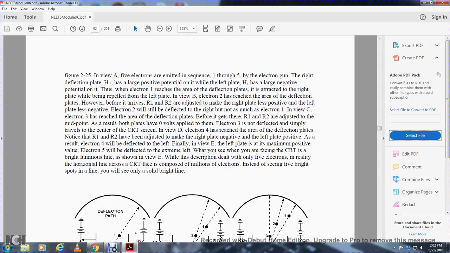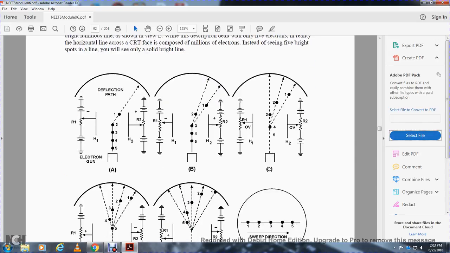What you see on the face of the cathode ray tube is a bright luminous line, as shown in the figure, view E, with the description and detail of the 5 electrons. The reality is that the horizontal line on the tube face is composed of millions of electrons. Instead of seeing 5 bright spots on the screen, you will see only a solid bright line.